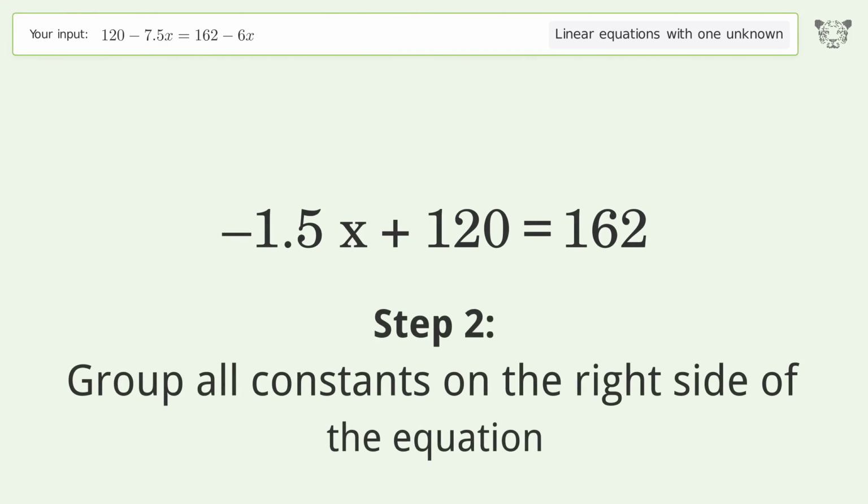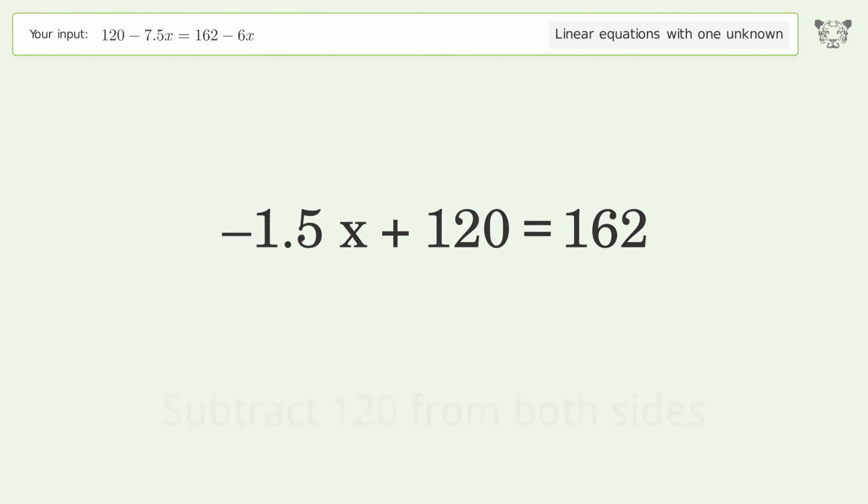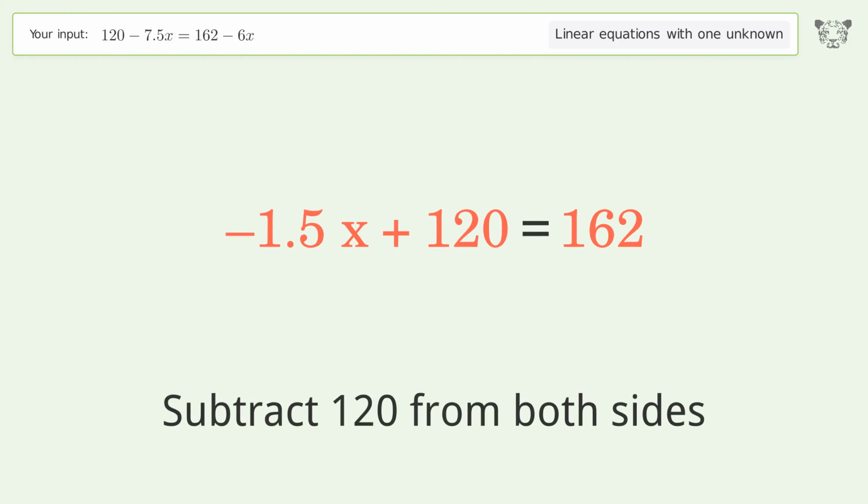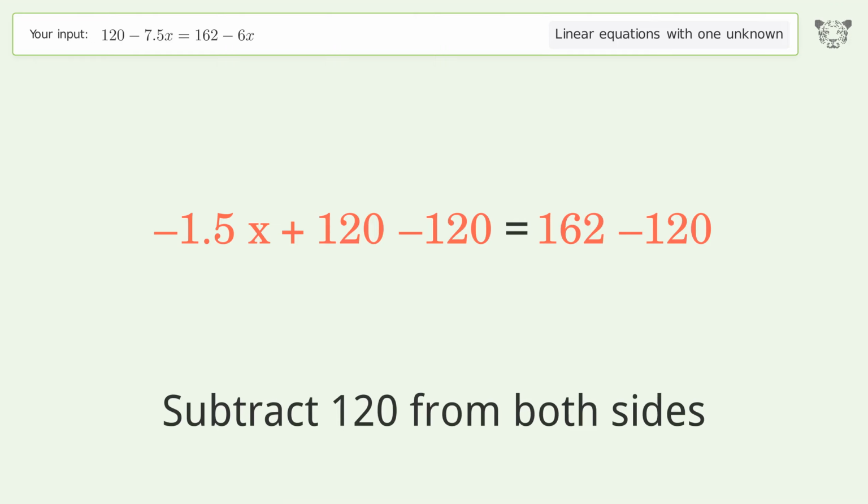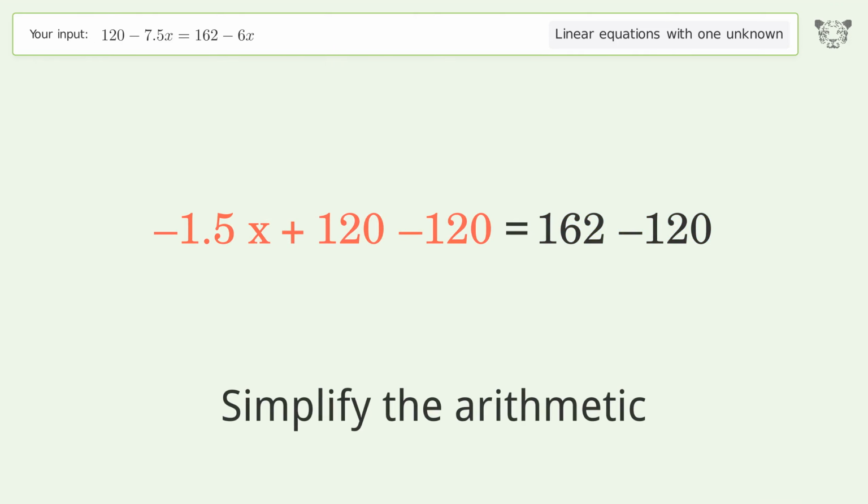Group all constants on the right side of the equation. Subtract 120 from both sides. Simplify the arithmetic.